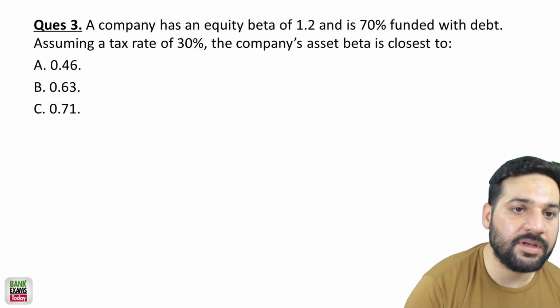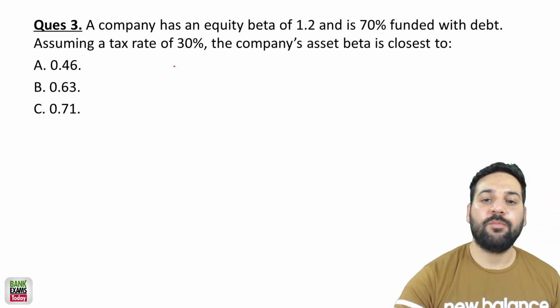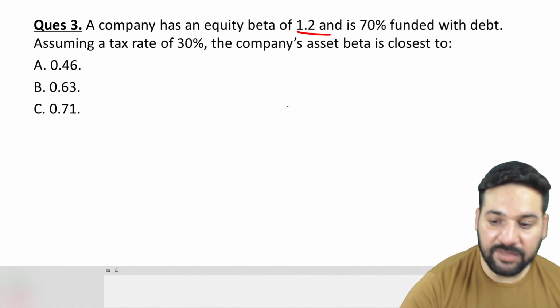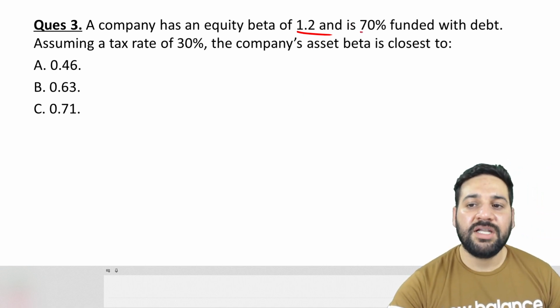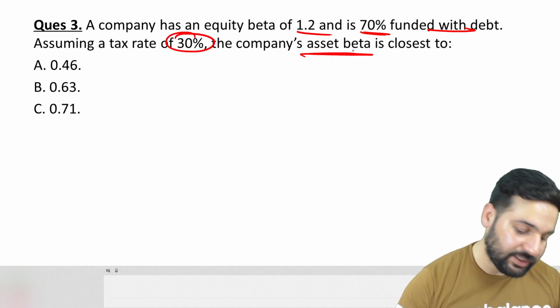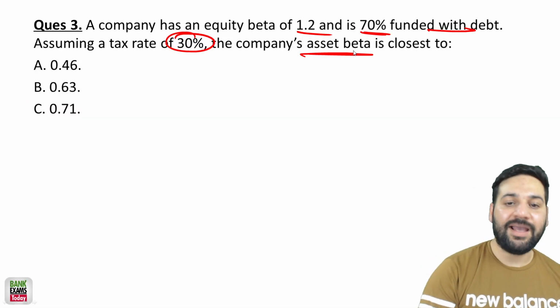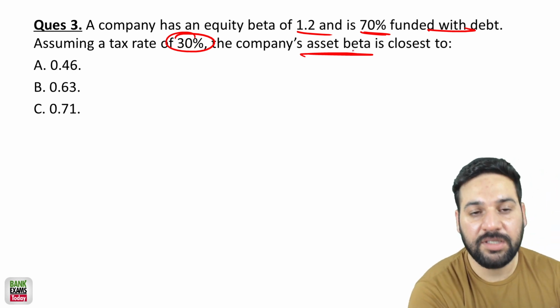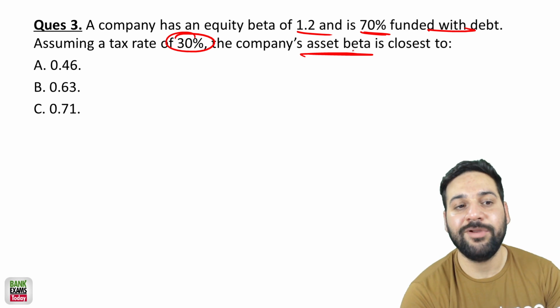So the third question: a company has an equity beta of 1.2 and is 70% funded with debt, assuming a tax rate of 30%. Calculate the company's asset beta. So just use this formula. You need to calculate the asset beta, just try to use the same formula.